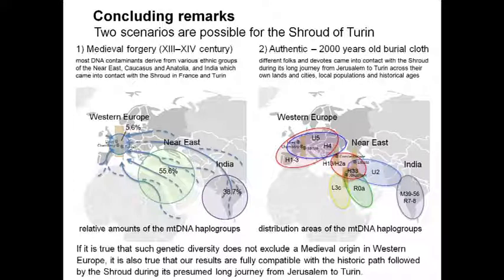Here we have the relative amounts of mitochondrial DNA haplogroups: less than 6% in Western Europe, 56% in the Near East, almost 39% in India. Here, the distribution of mitochondrial DNA haplogroups. So, if it is true that such genetic diversity does not exclude a medieval origin for the Shroud in Western Europe, it is also true that our molecular results are totally compatible with the historic path followed by the Shroud during the long journey from Jerusalem to Turin.